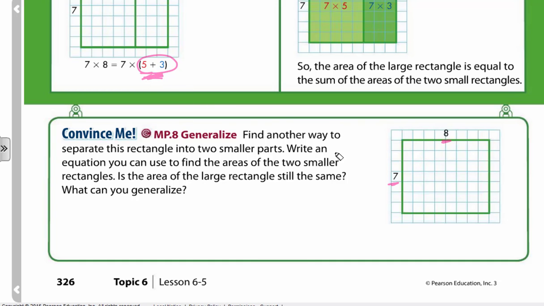Okay, continue. Write an equation you can use to find the areas of the two smaller rectangles. Is the area of the large rectangle still the same? What can you generalize? Okay, let's start first by the equation. Start with the big rectangle. The big rectangle is 7 times 8. Good. Now break the big rectangle into two rectangles.